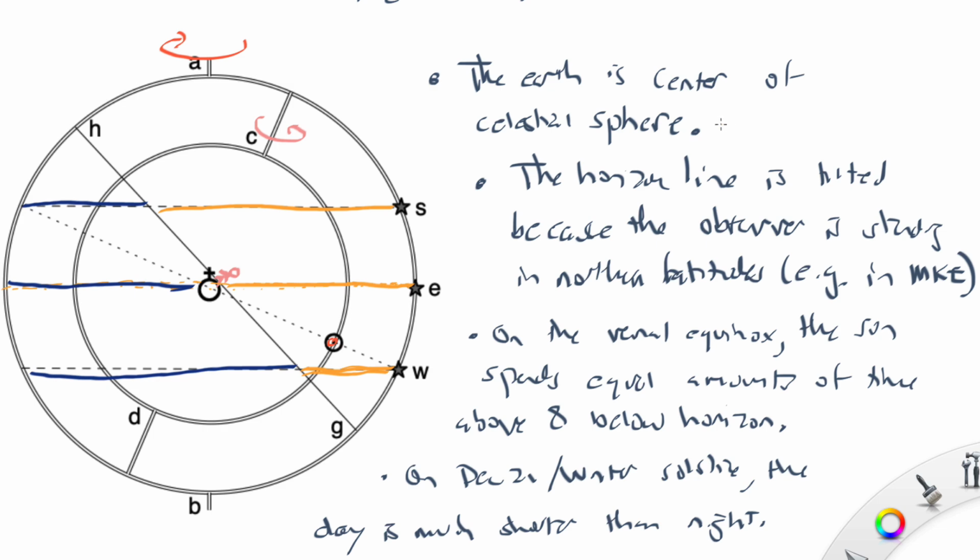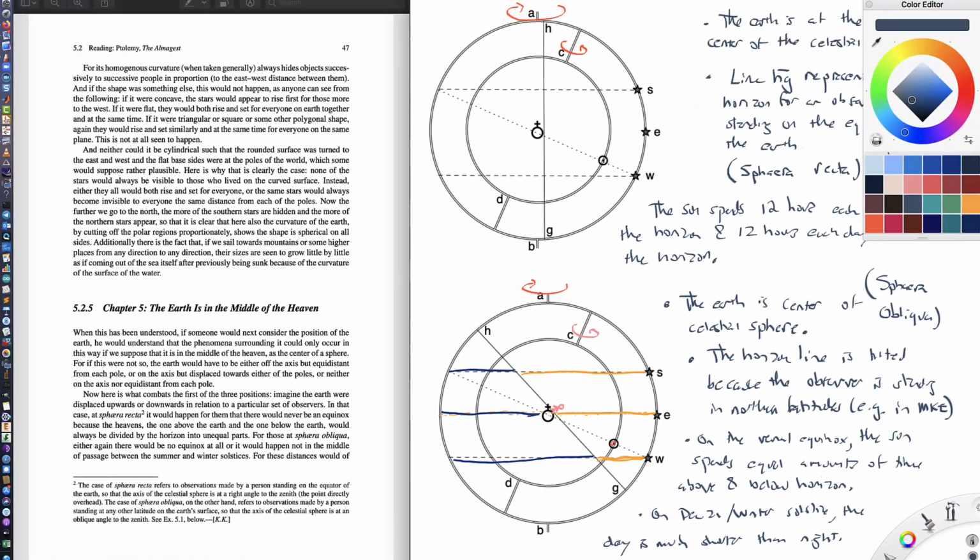So notice, and by the way, I should say, for this person, this is what he calls sphera obliqua, because your horizon is tilted at an oblique angle with respect to the sphere, whereas this one up here was sphera recta. So let me just draw this brown line here as a horizon line for someone standing on the equator, and this brown line here is a horizon line for somebody standing in Milwaukee.